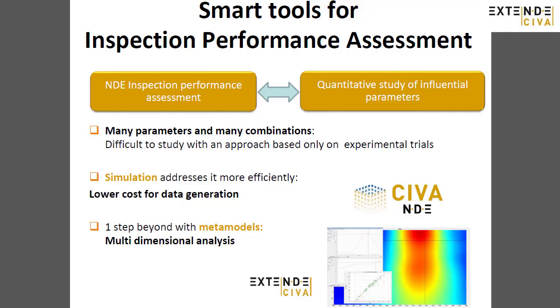Whatever you need to design, or the inspection method you need to optimize or qualify, you have to quantify the impact of influential parameters on the results obtained. The difficulty is that many parameters means many trials, and as you may have many interactions between them, it might be impossible to take them into account altogether, and not just one by one with an experimental approach.